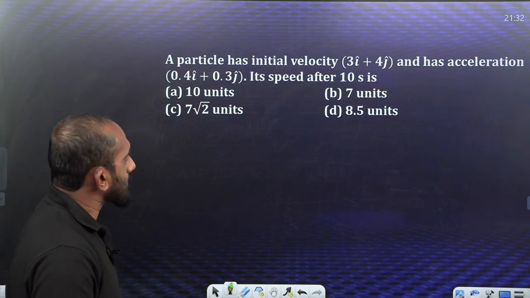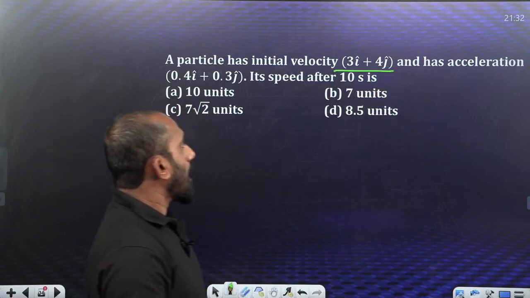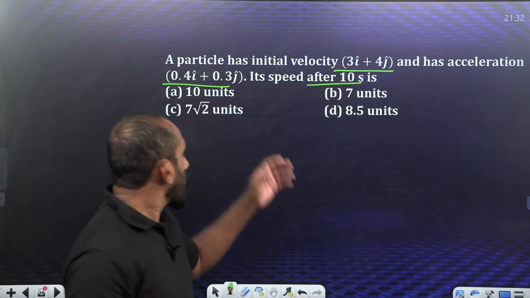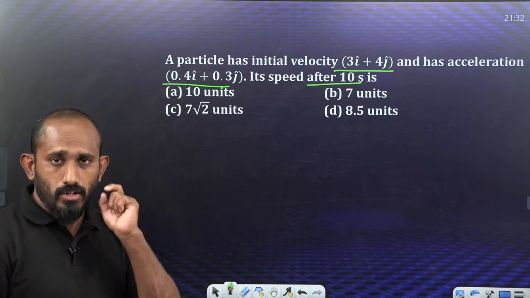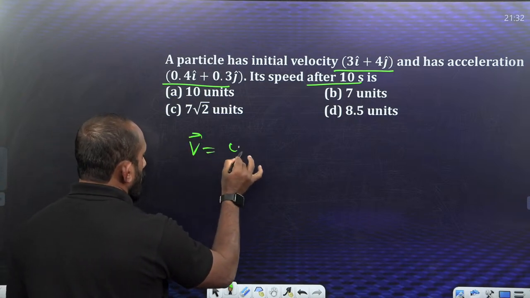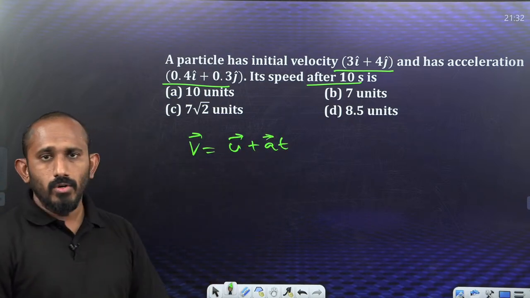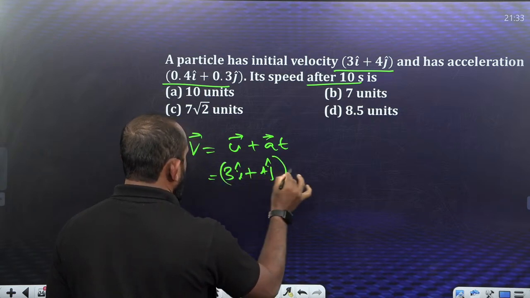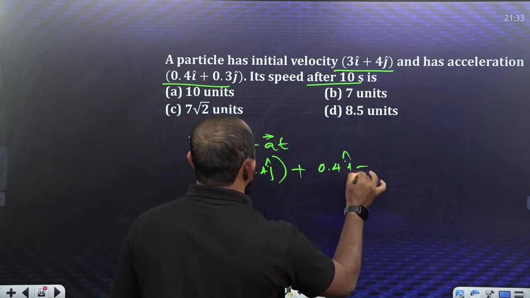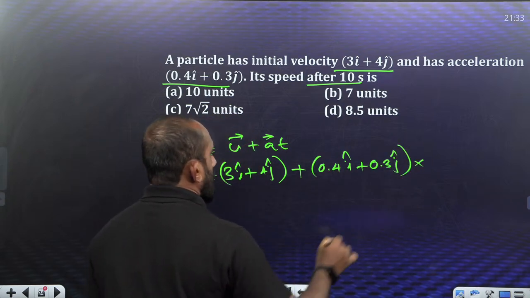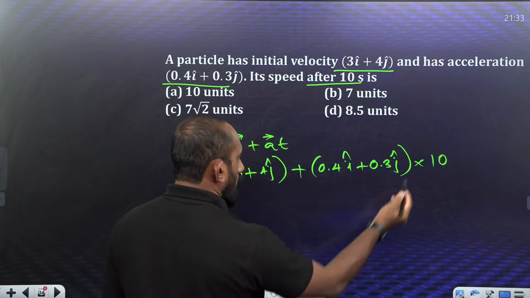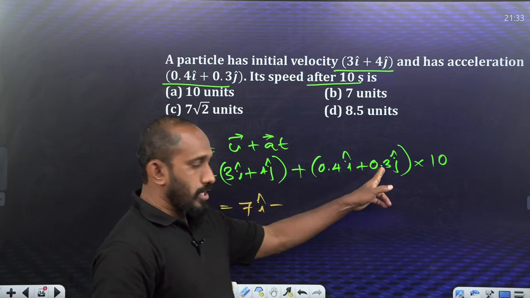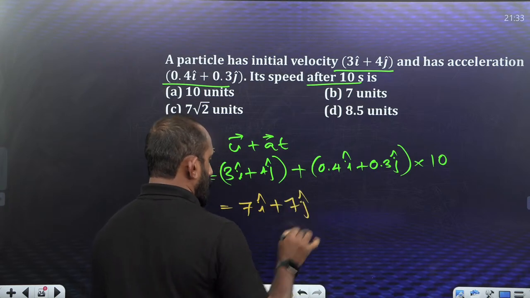Next question. A particle has initial velocity 3i plus 4j and has acceleration 0.4i plus 0.3j. Its speed after 10 seconds is? So initial velocity, acceleration and time are given, and you have to find the speed. We know the kinematic equation v = u + at. So u is 3i plus 4j, plus a is 0.4i plus 0.3j, into time, 10 seconds. So 10 into 0.4 is 4i, 4i plus 3i is 7i. 10 into 0.3 is 3j, 3 plus 4 is 7j. So 7i plus 7j is v.